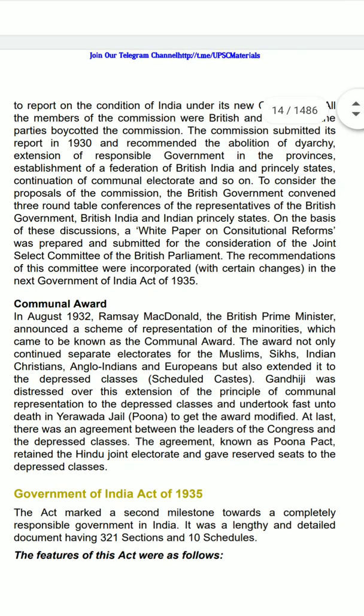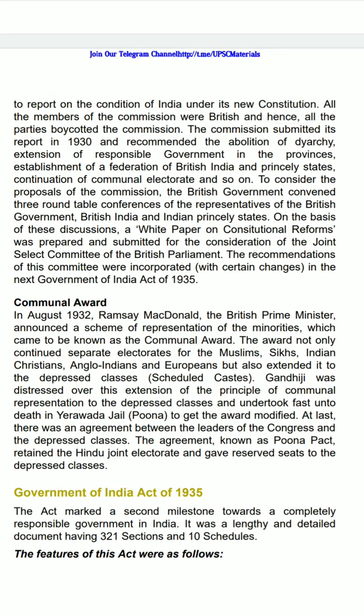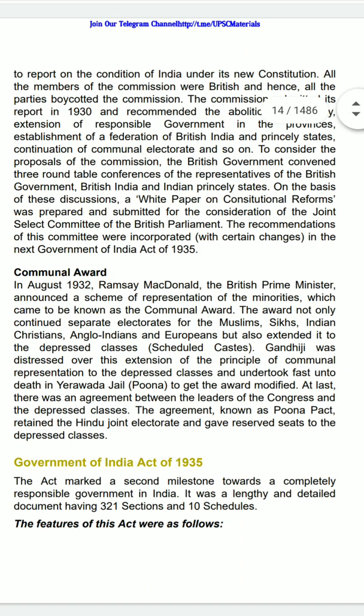To consider the proposal of the Commission, the British government convened 3 round-table conferences of the representatives of British government, British India and Indian princely states. On the basis of these discussions, a white paper on constitutional reforms was prepared and submitted to the consideration of the Joint Selected Committee of the British Parliament. The recommendations of this committee were incorporated with certain changes in the next Government of India Act of 1935.